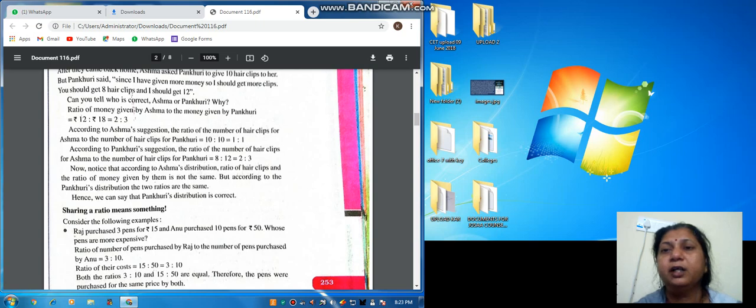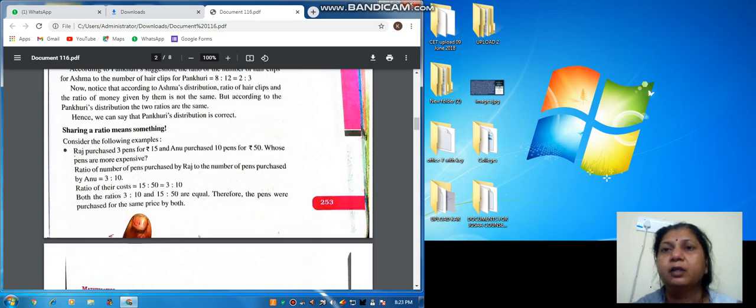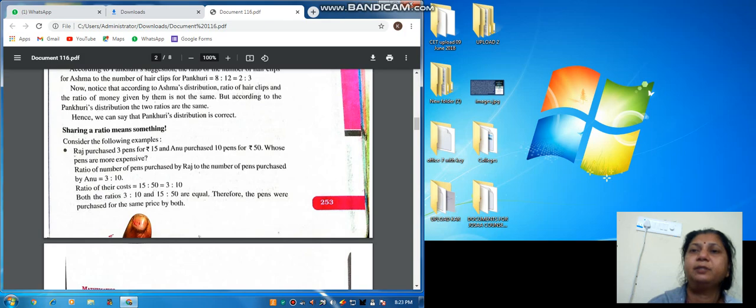Sharing a ratio means something. See, consider the following example. Raj purchased 3 pens for 15 rupees. Anu purchased 10 pens for 50 rupees. Whose pens are more expensive?